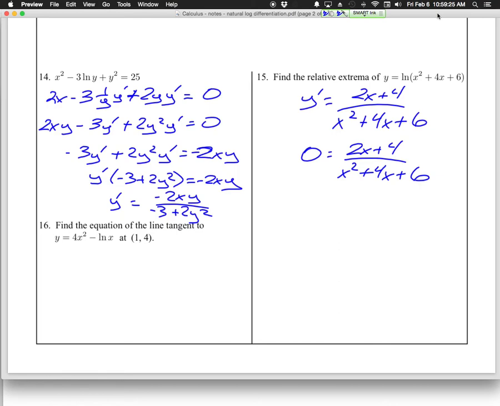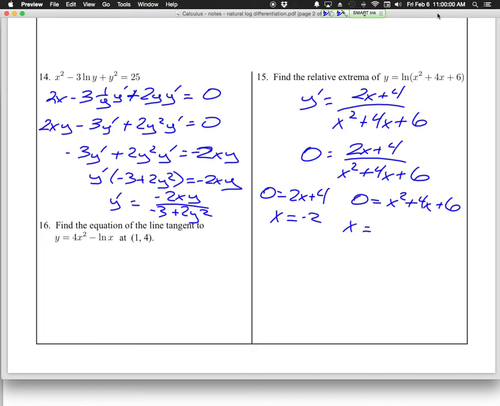And set your parts. So 0 equals 2x plus 4. What do I get out of that? Negative 2. 0 equals x squared plus 4x plus 6. What should I try to do to that? Factor. Yes, but that thing won't factor. So I have to use the quadratic formula.